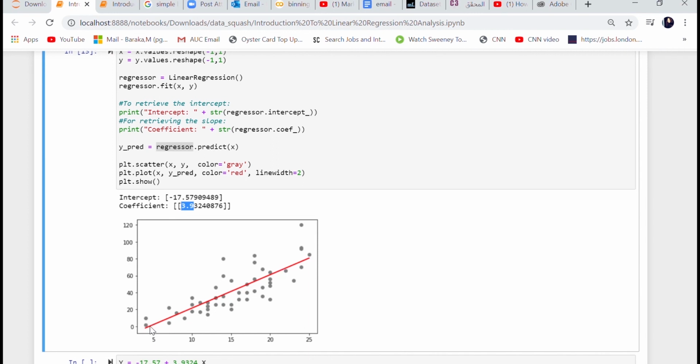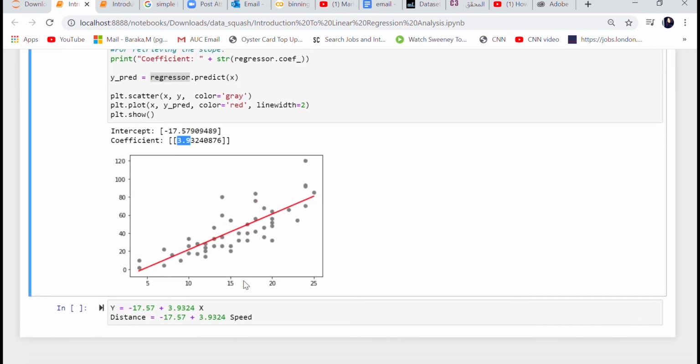And so from here we can see this is the same scatter plot that we had previously, but now we also have this red line, and this is the regression line. So this is the fitted line, and the equation of the fitted line now, we can write it down. So we can say y equals -17.57 plus 3.9x. And if we want to write that in terms of the variables that we have, we can say the distance is equal to -17 plus 3.9 times the speed. And now for any value of the speed, I can plug it in here, and this can give me automatically the distance.